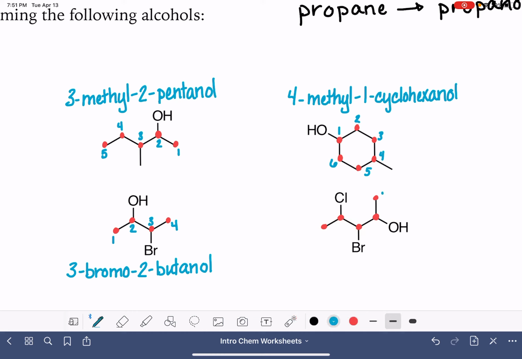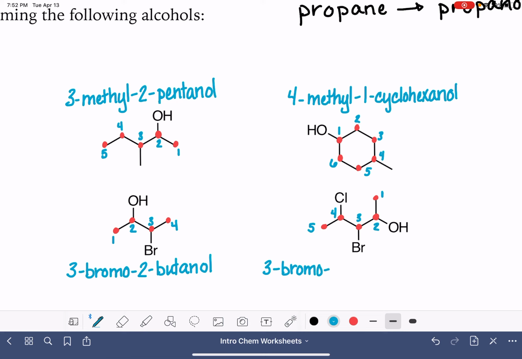Start numbering at the end closest to your OH, 1, 2, 3, 4, 5. This time we have 2 branches. We have on carbon number 3 a bromine, and on carbon number 4 a chlorine. Remember that these bromine and chlorine, they need to be put in alphabetical order, not in number order. B comes first in the alphabet, so it will come first in the molecule's name. The location of the bromine is on carbon number 3. Its name as a branch, we call it bromo.